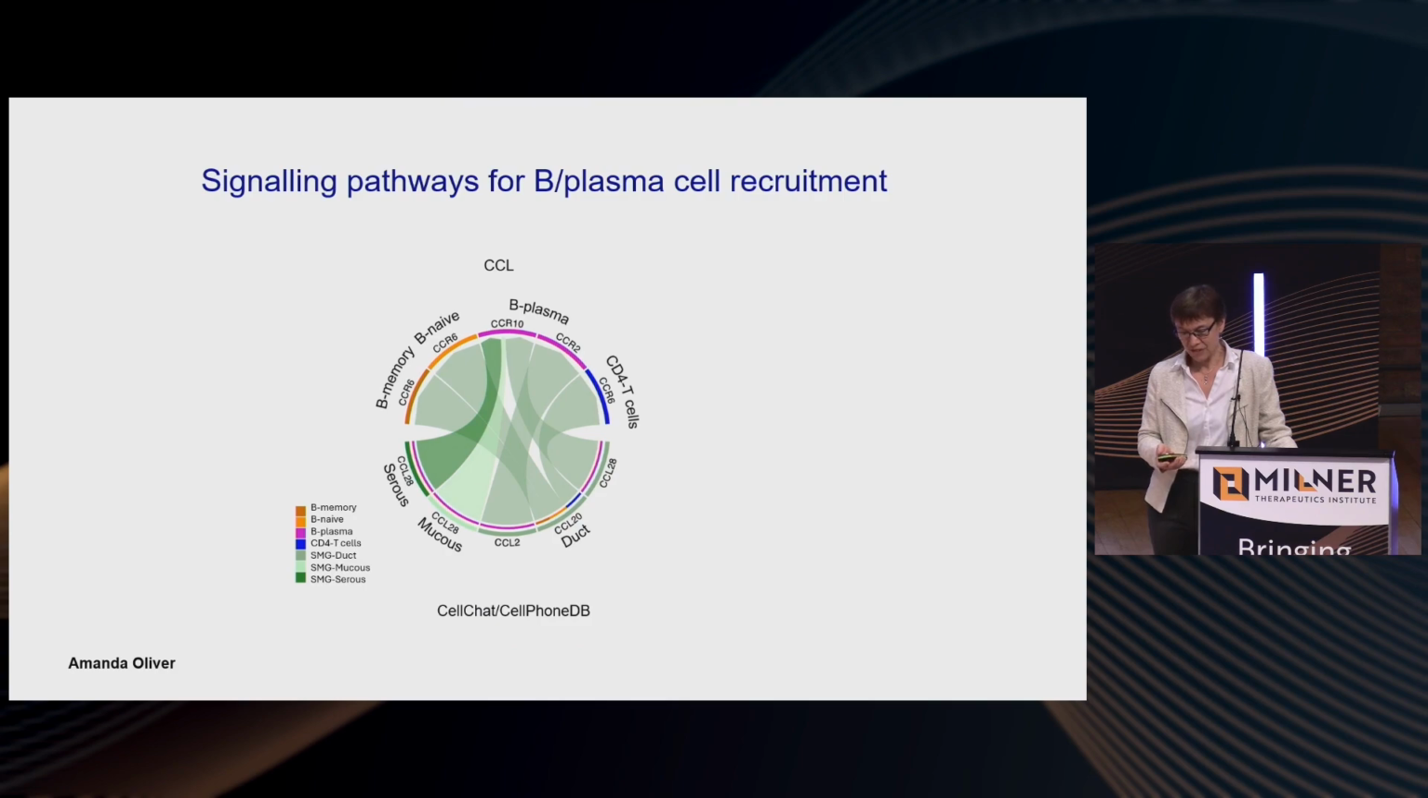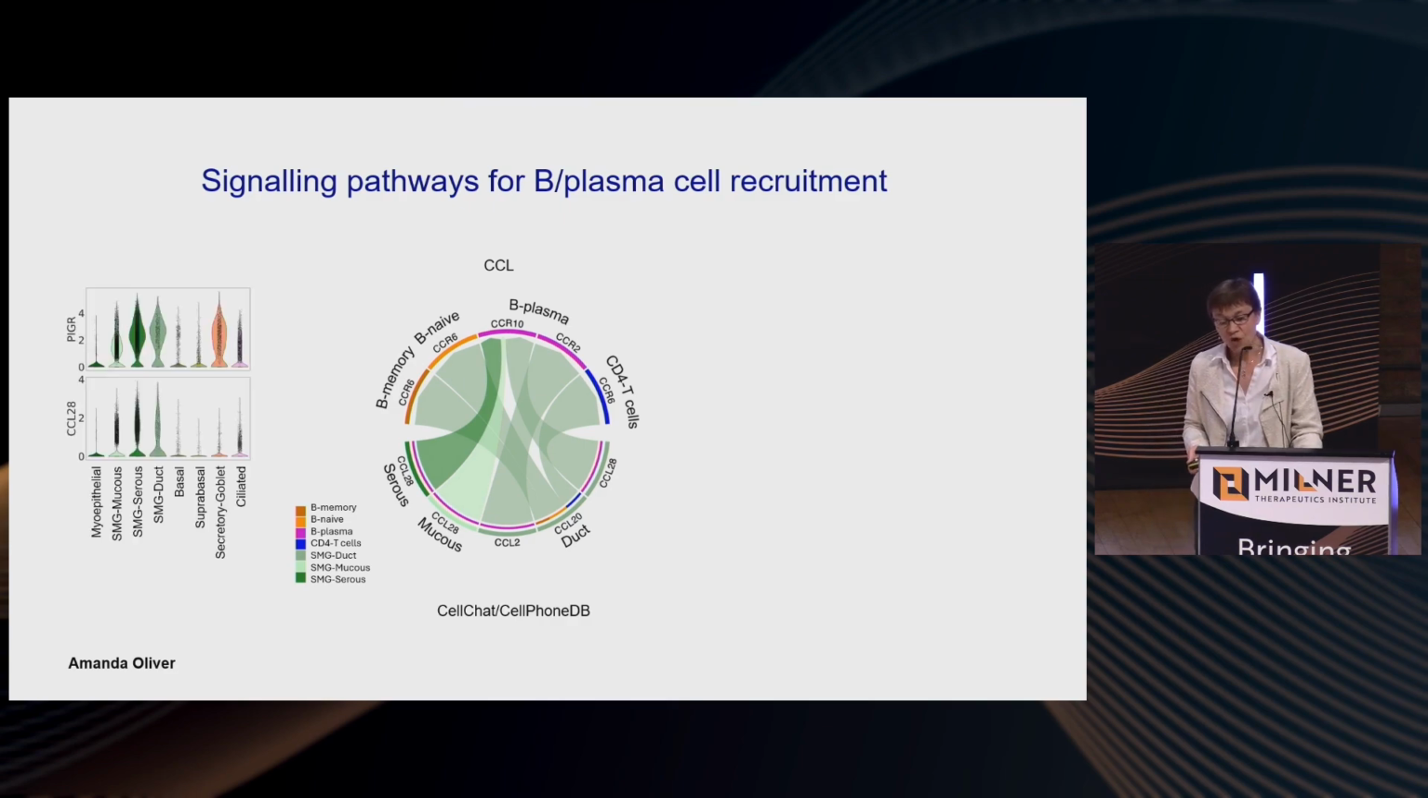And so Amanda did this for the submucosal gland cells, and what stood out is that the serous and mucous cells produced a molecule called CCL28 that interacted with CCR10 in the B plasma cell. And indeed, it was only the gland that expressed the highest levels of CCL28.